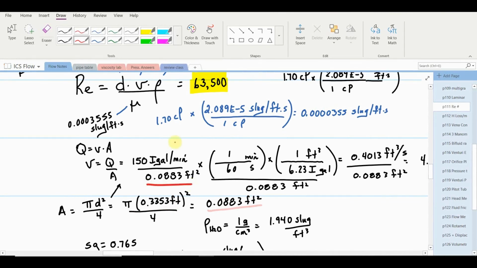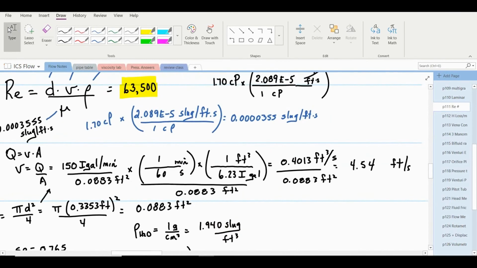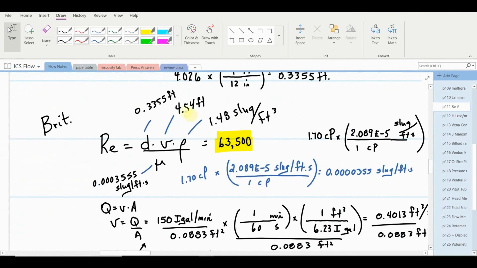I'm going to use the flow rate of 150 imperial gallons per minute. We want to convert that to cubic feet per second. So from minutes to seconds, divide by 60, and you have this conversion available to you in your test aids. 1 cubic foot is 6.23 imperial gallons. Again, just follow the units and cancel. This works out to be 0.4013 cubic feet per second, divided by 0.0883 square feet is 4.54 feet per second. And that's our velocity term here.